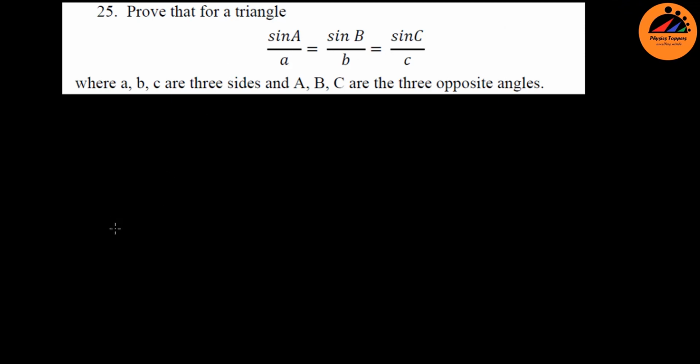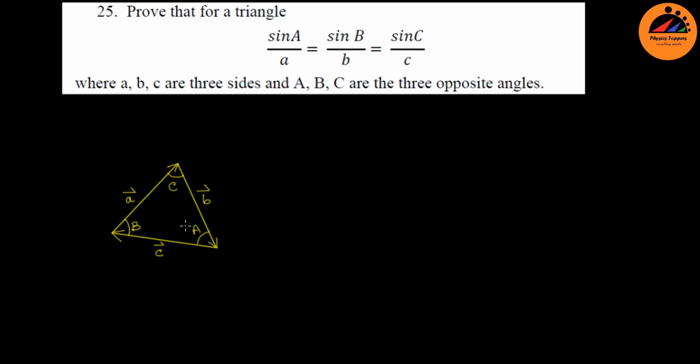Let's draw the triangle first. Consider this triangle on the plane of the board, and these sides are vectors. That means vectors A, B and C. So this is vector A, this is vector B, and this is vector C, and these are the opposite angles. This is A, this is C, and this is angle B.